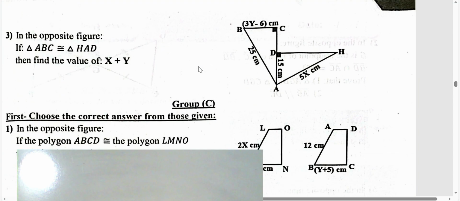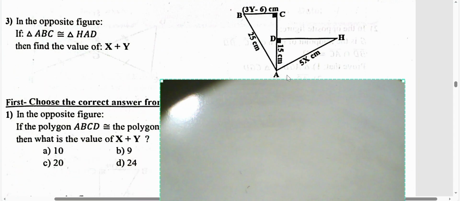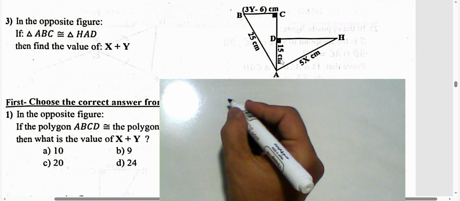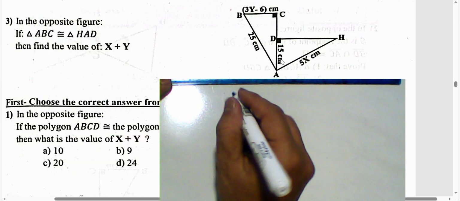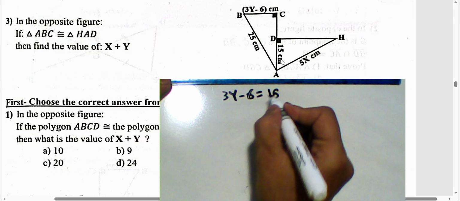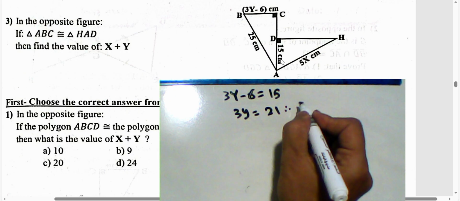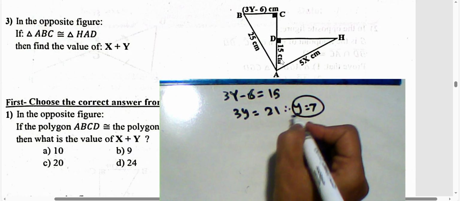Next question, you want to find x plus y. Look at the two triangles first, they are congruent. So 3y minus 6 is equivalent to 15, and 3y equals 15 plus 6, which equals 21. Divided by 3, the value of y equals 7.